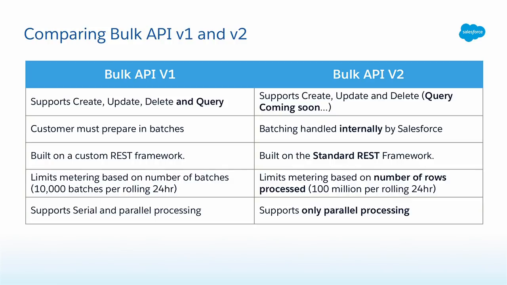There's also a difference in the way that limits are handled. So in Bulk version 1, we have limits based on the number of batches that you create, so 10,000 batches. If you put one file per batch, that's 10,000 records. With Bulk API v2, we do it on the overall number of records. So regardless of how many jobs you create during the day, regardless of how many batches you create, you will be able to process up to 100 million records per day with Bulk v2.